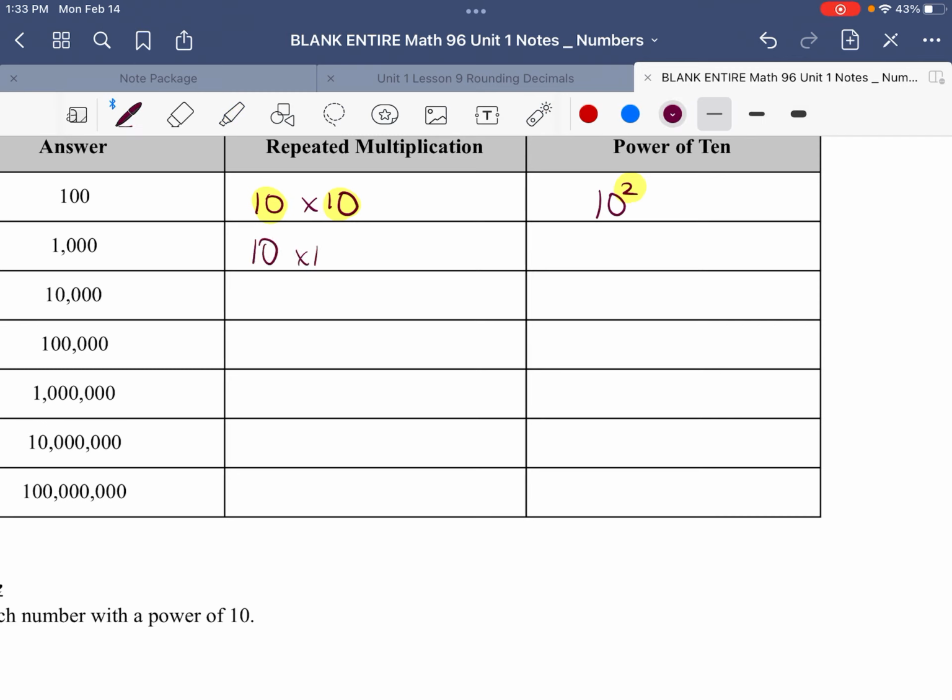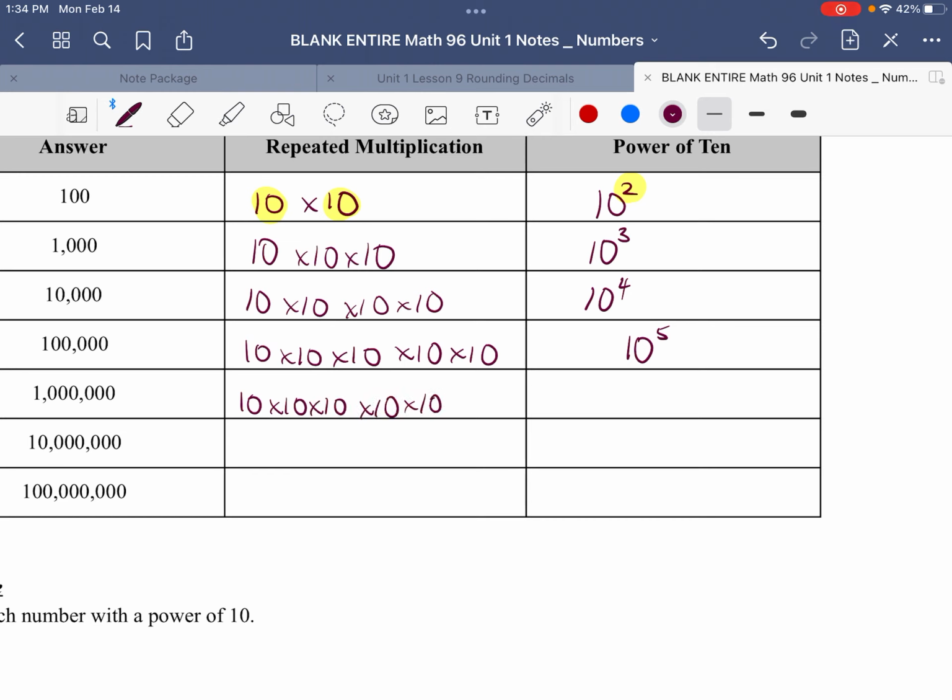1,000 is actually 10 times 10 times 10, which is 10 cubed, because there are 3 tens. 10,000 is 10 times 10 times 10 times 10, and that means we've got 10 with an exponent 4. 100,000 is 10 times 10 times 10 times 10 times 10, which is 10 with an exponent 5. A million is 10 times 10 times 10 times 10 times 10 times 10, which is 10 exponent 6.